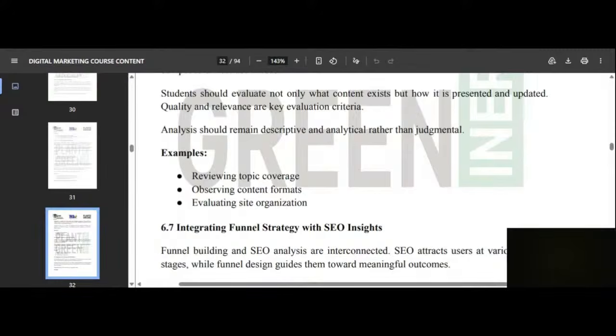Now, by doing keyword analysis, we will be able to find which are the keywords that are working for your competition. What are the high volume keywords that are driving the traffic? What are the low competition keywords that are driving the traffic? And what are the long tail keywords that are driving the traffic? So you will be able to understand and study all of this if you perform keyword analysis from your competition's website.